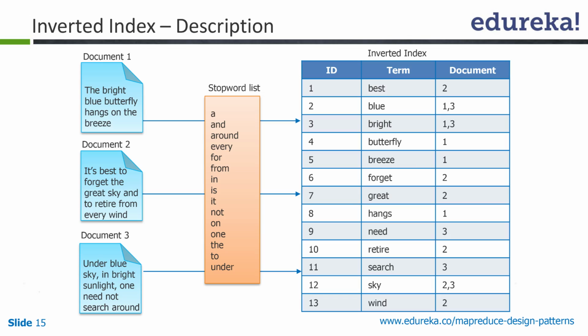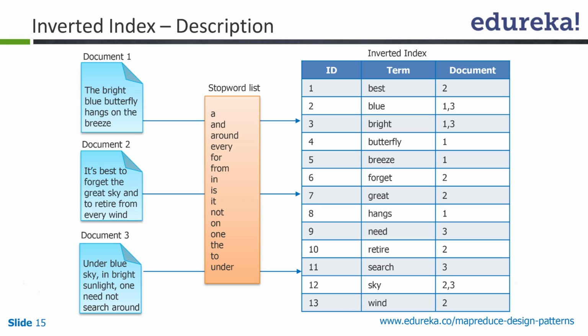This slide is a schematic representation of the inverted index. You have document 1, document 2, document 3. Of course, we remove the stop word list from that. And then on the right-hand side you can see the data structure which is built. The word best was present in the second document, and blue in the first and third documents, and so on and so forth.